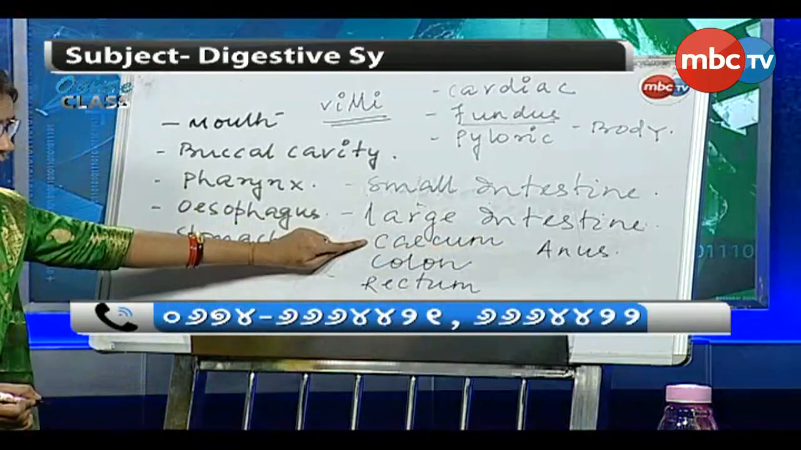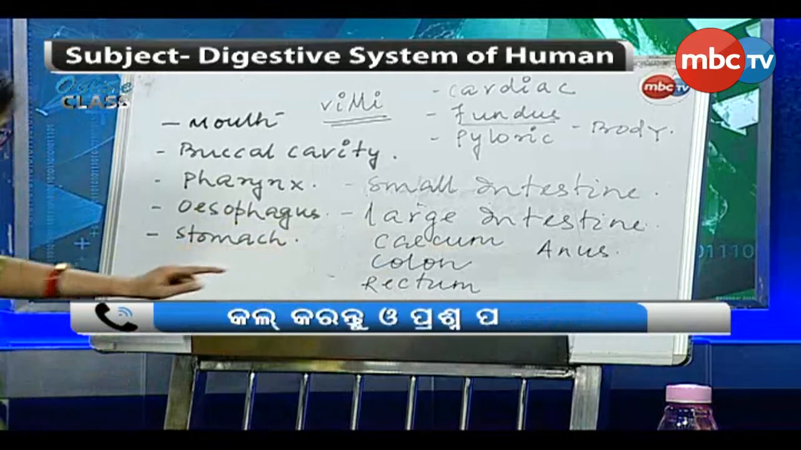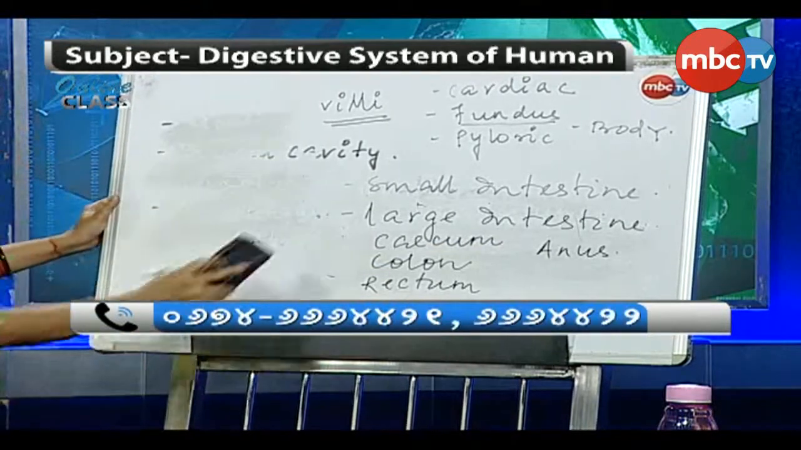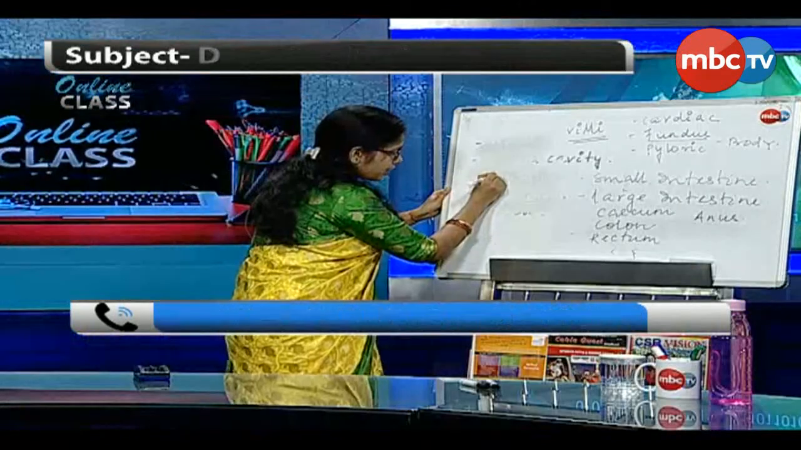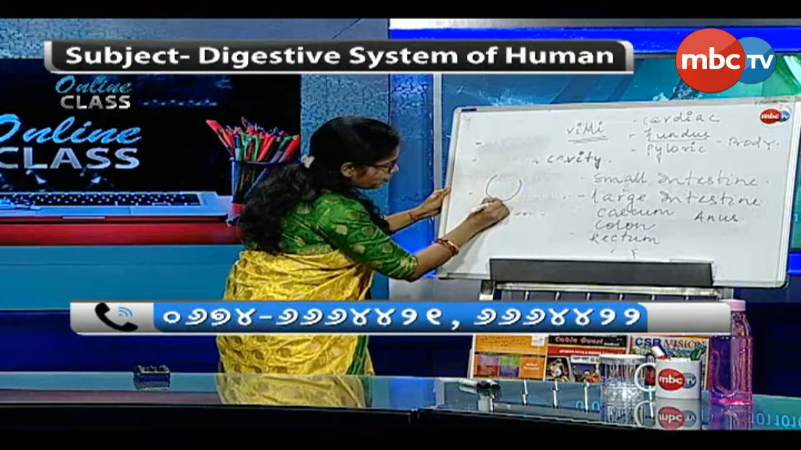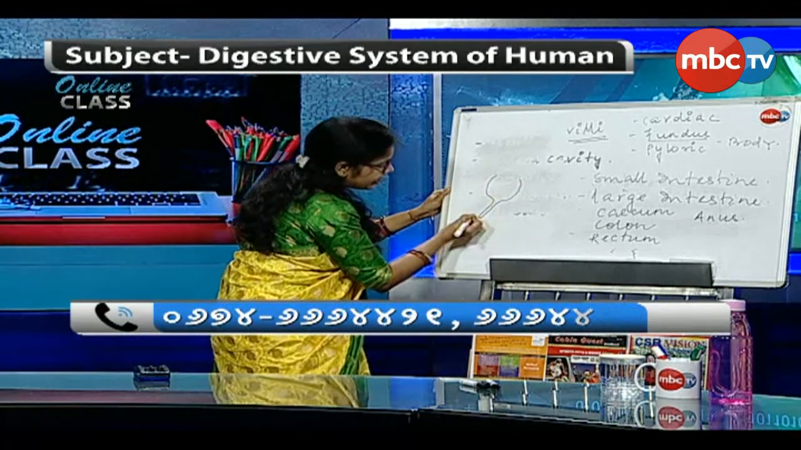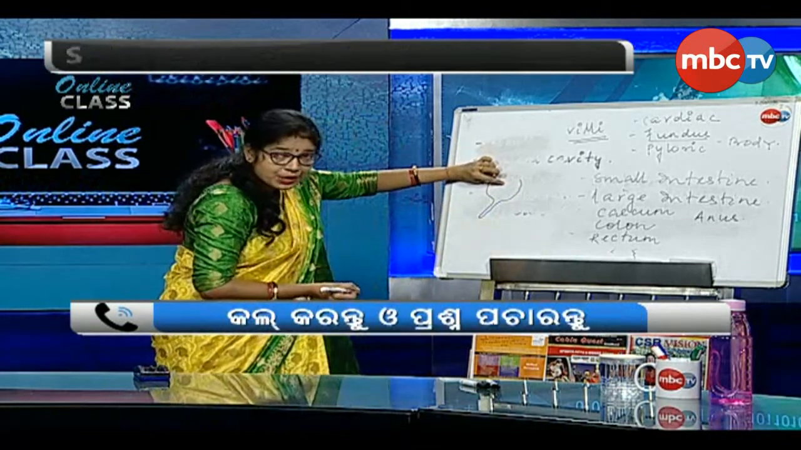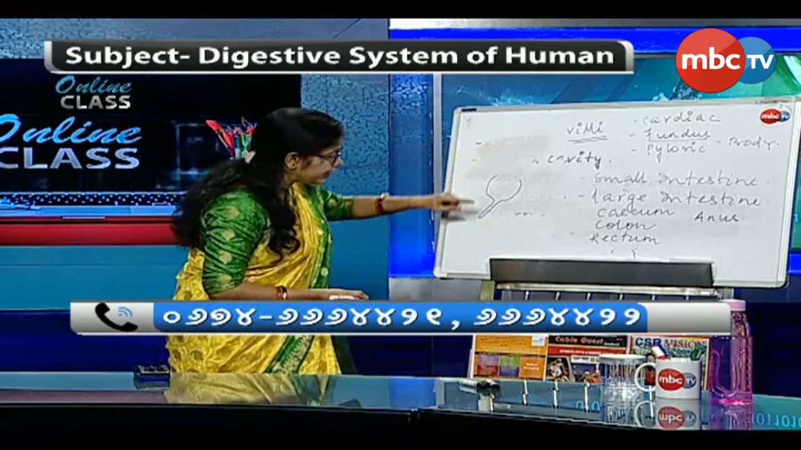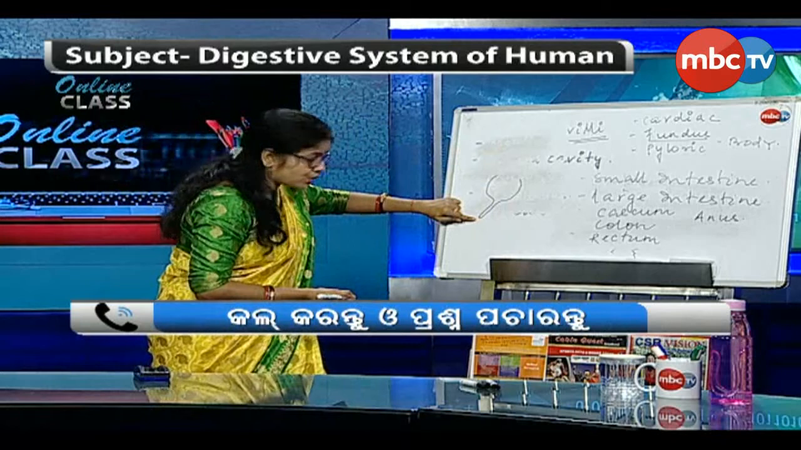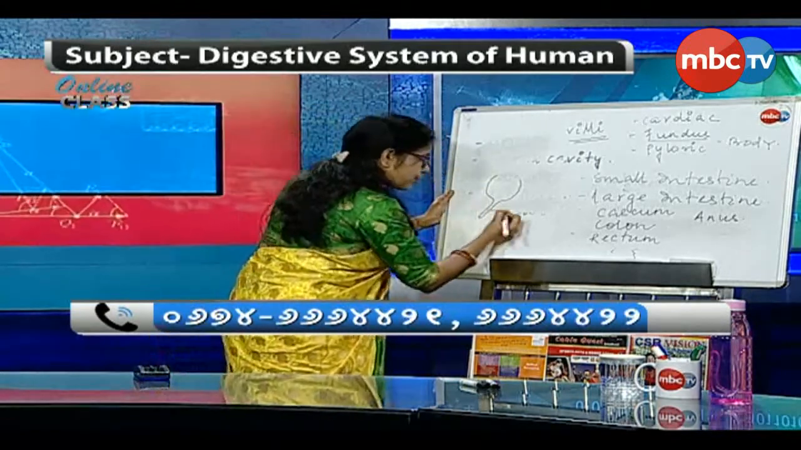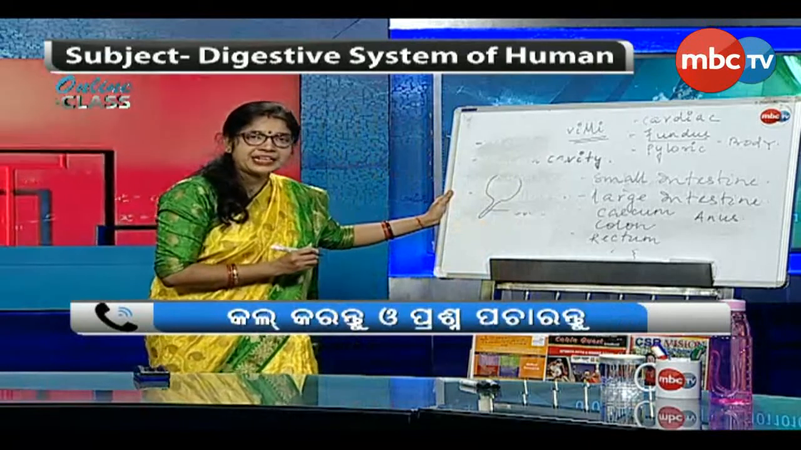The first part of the large intestine is cecum. If we see the structure of the cecum, it is a pouch-like structure, a pouch or sac-like structure, where one end is opened and another end is closed. Near the closed end there is the presence of a vermiform appendix.